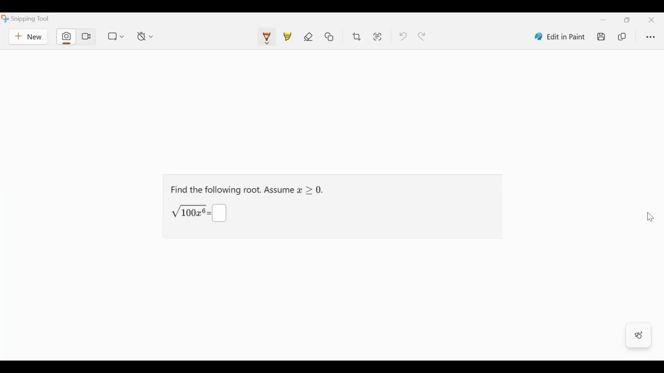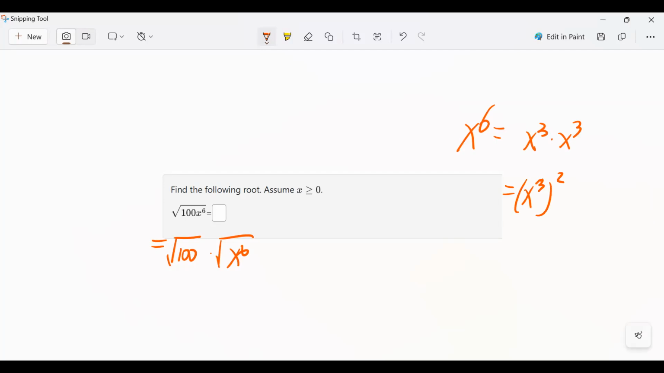Okay, let's go over the solution. So it was split up as the square root of 100 times the square root of x to the 6. And x to the 6, if you rewrite it as x cubed times x cubed, it becomes x cubed squared. And we know that the square root of x squared becomes x. So very similar here, the square root of 100 is 10, and the square root of x to the 6 will be x cubed. So 10x cubed. That's the answer.